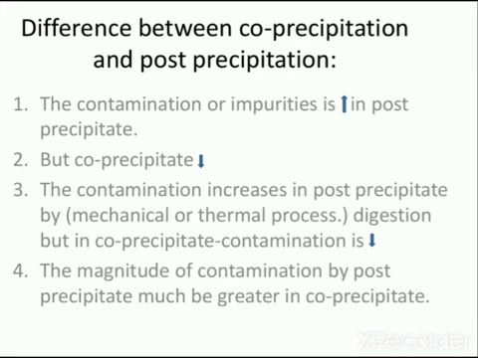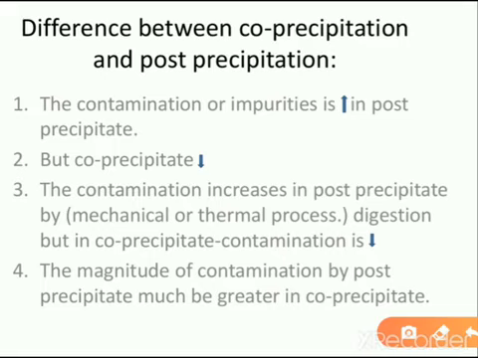The contamination or impurities in post-precipitation increase when post-precipitation occurs in gravimetric analysis, but in co-precipitation they decrease. The contamination increases in post-precipitation by digestion, a mechanical or thermal process, but in co-precipitation contamination decreases. The next one: the magnitude of contamination by post-precipitation is much greater than in co-precipitation. So these are the differences between co-precipitation and post-precipitation.